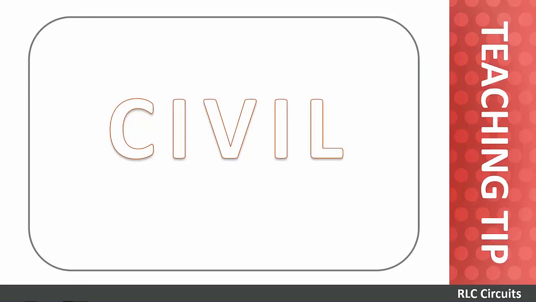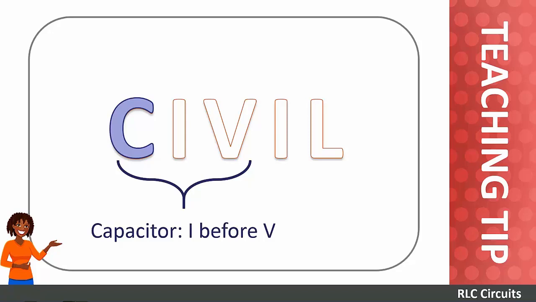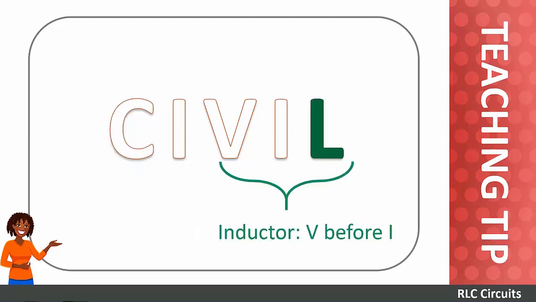One way to remember whether the current or voltage is lagging or leading when dealing with inductors and capacitors in an AC circuit is to use the word CIVIL. With a capacitor, C, I comes before V, which means that the current leads and the voltage lags. With an inductor, L, V comes before I, which means that the voltage leads and the current lags.